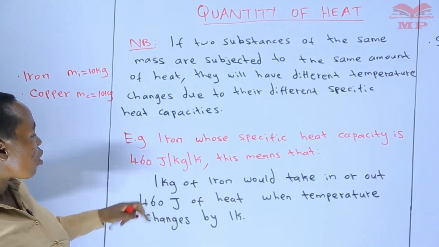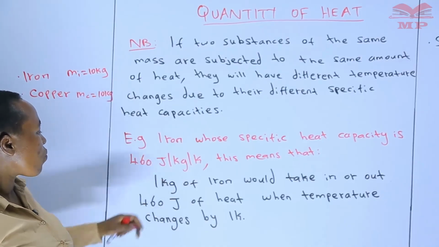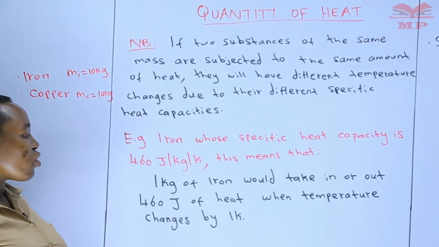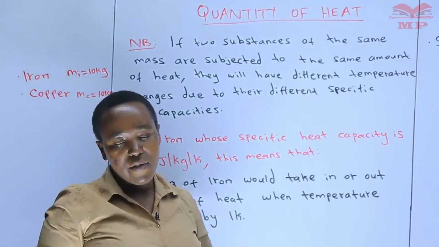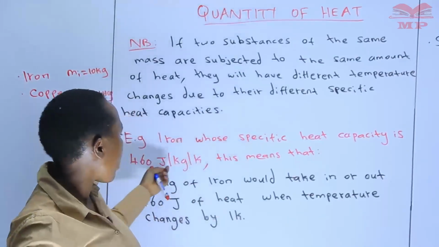So 1 kilogram of iron from this will take in or out 460 joules of heat when the temperature changes by 1 Kelvin. Hoping that that is well understood, you can be able to explain what that means.